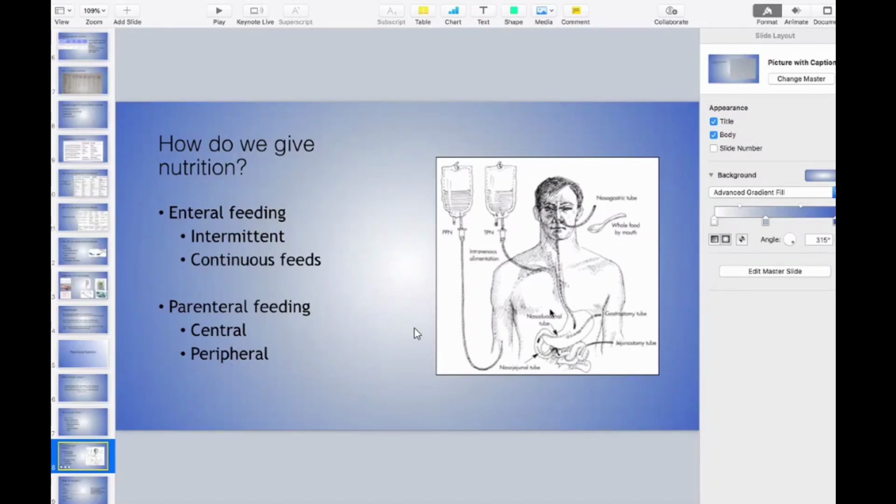Those are the ways you can feed enterally. Most of the time what you see is intermittent feeding, but you can do continuous feeds, so drip feeds can be started. If you go to the ICU, there are separate pumps and you can feed the patient continuously, but what you usually see is intermittent feeding, where nurses go and intermittently feed the patient.